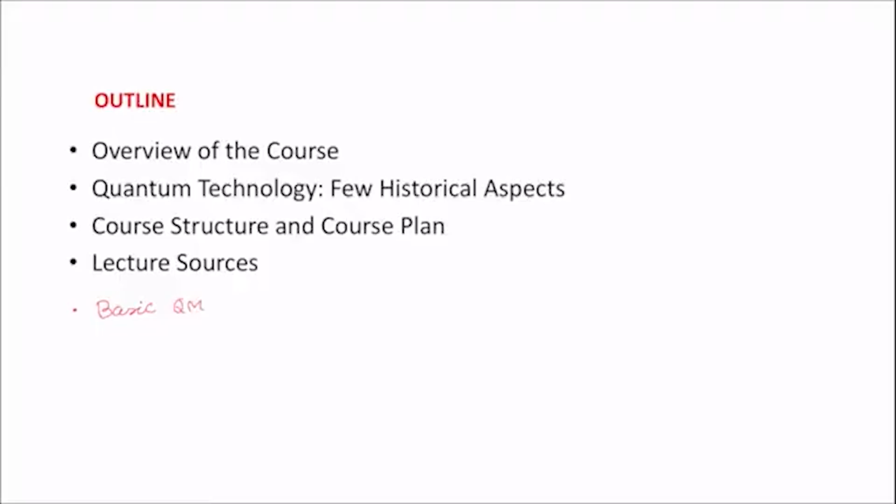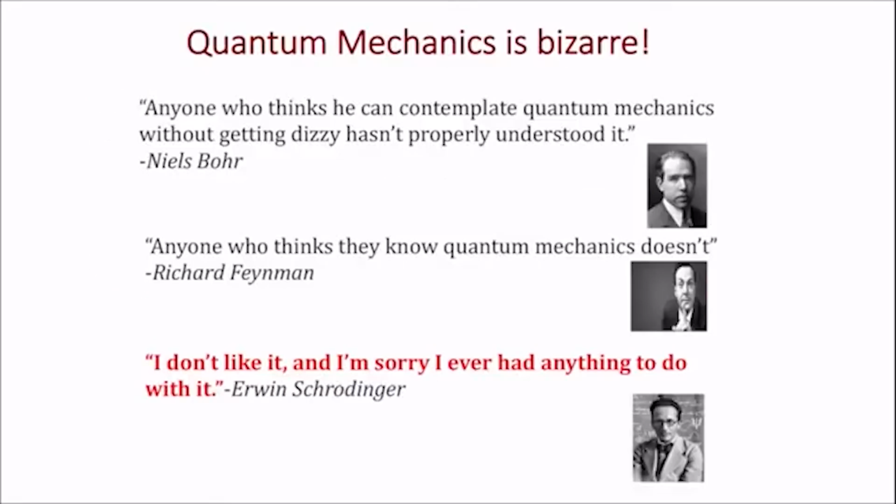The outline of this introductory lecture is as follows. Firstly, I will give you a brief historical background of quantum technology. Then I will discuss the course structure and course plan. It will be followed by informing you about various source materials based on which this course is structured. Finally, I will briefly remind you about some important postulates and mathematical tools of quantum mechanics. This will be helpful for those who have not been in touch with quantum mechanics for a long time.